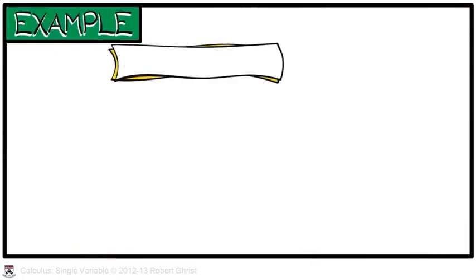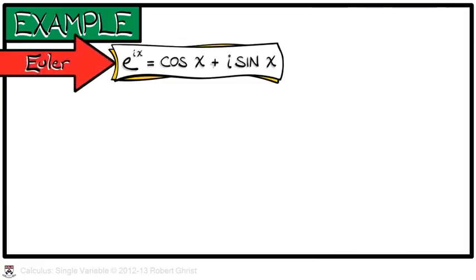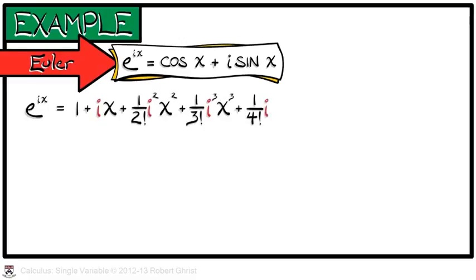Let's see what else we can do. Recall Euler's formula that tells us something about exponentiating i times x in terms of cosines and sines. What happens if we apply our definition of the exponential in this case? If we want to take e to the i times x, well, this is 1 plus i times x, plus 1 over 2 factorial times quantity ix squared, that is, i squared times x squared, etc., etc. There are a lot of terms here.